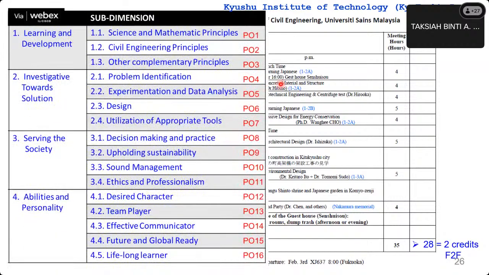So I believe with this particular mobility program, they answered, in terms of problem identification, PO4. They also have experimental data. They carry out some lab there. When they conduct their project, there is the utilization of appropriate tools, PO7. They also learn ethics and professionalism during their field study, and of course other outcomes. So very interesting. When they spend time over there, they learn these outcomes, the competencies that we expected.